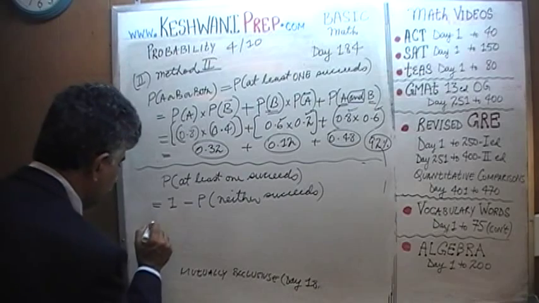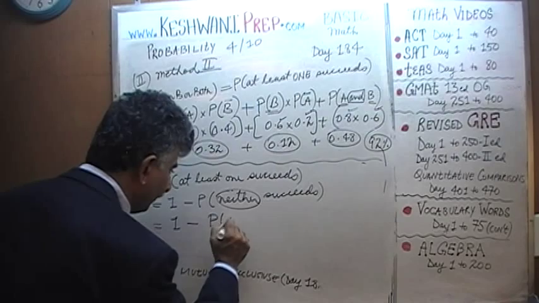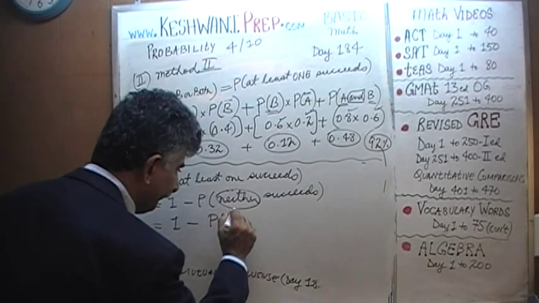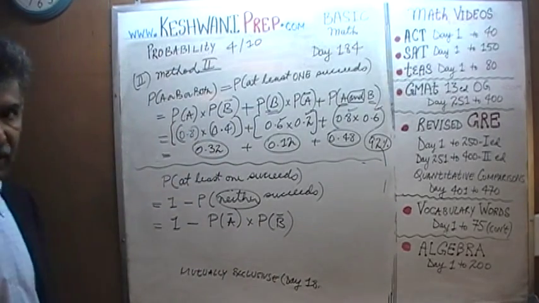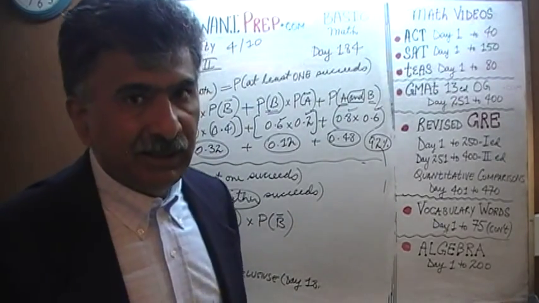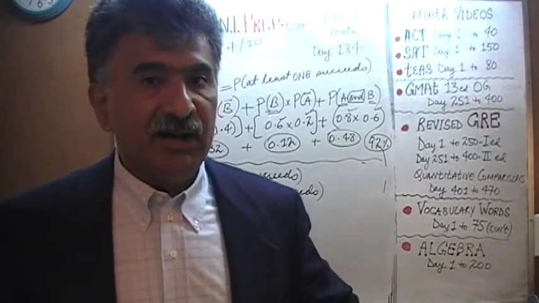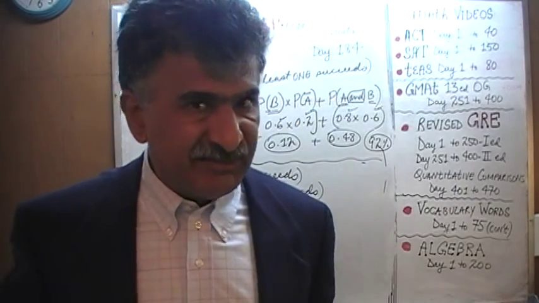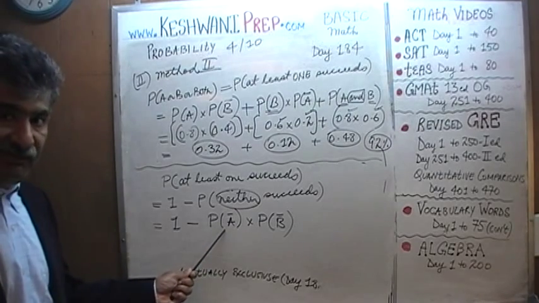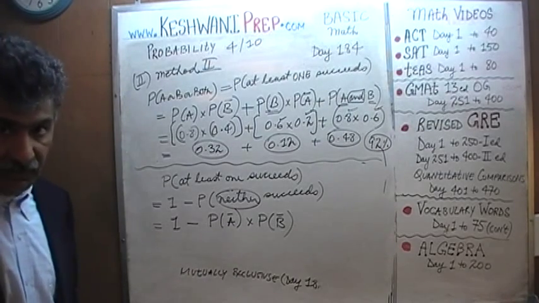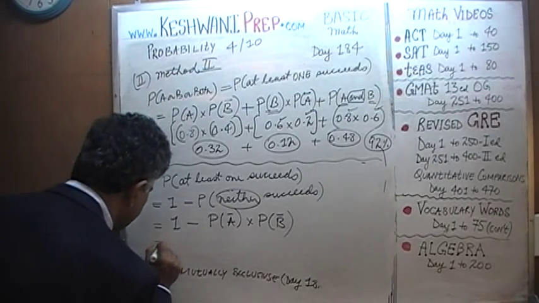Well, let's take a look at it. 1 minus neither of them succeed, which is the same as the odds of A failing and odds of B failing. Just like what were the odds that both A and B succeed? The odds that both A and B succeed is simply the odds of A succeeding times the odds of B succeeding. Similarly, the odds that neither succeeds is the same as the odds of A failing times the odds of B failing. Let's finish it up here.